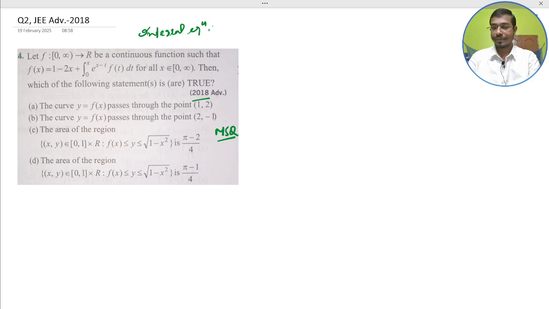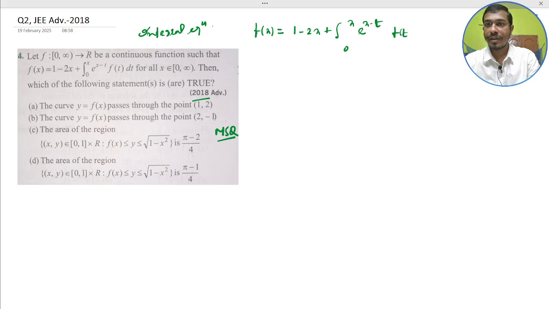So now here the integral equation is f(x) is equal to 1 minus 2x plus the integration from 0 to x of e to the power (x minus t) f(t) dt. Okay, this is the equation. So on multiplying e to the power minus x on both sides, it would become what?